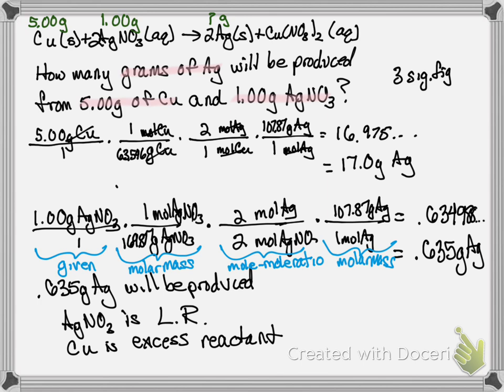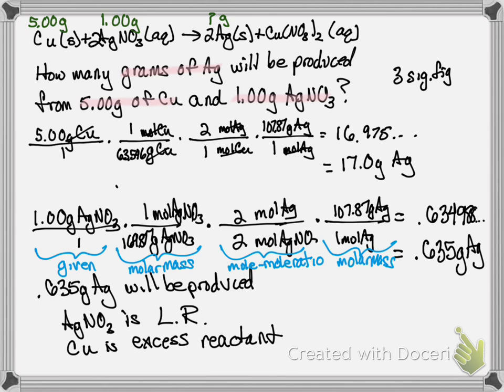So we know the limiting reactant and we know how much will be produced, and we also can identify the excess reactant. When this reaction is all finished, there will still be copper, solid copper sitting in the bottom of the beaker or whatever it is, because we didn't use it all up, right?